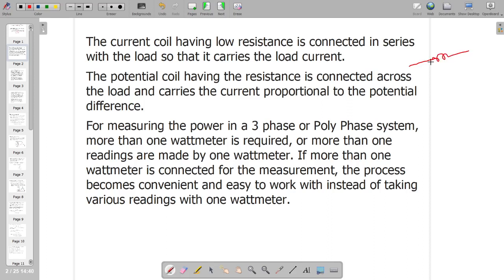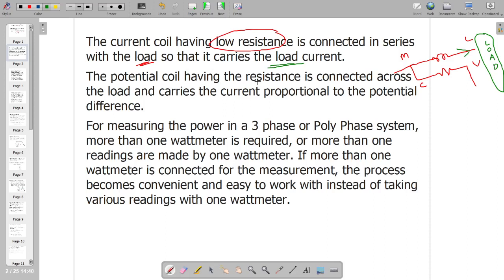This is the current coil, and this is the potential coil, having the terminals M, L, C, V. The current coil has low resistance and is connected in series with the load. Here we will connect the load, so that it carries the load current. The current flowing through the current coil is the load current, that is IR.